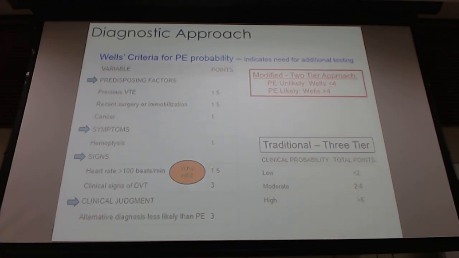Anyway, when we look over here, we also have a 3-tier approach where you can say low, moderate, and high. I like the above or below. It simplifies it. So this is the 2-tier approach where if it's greater than 4, PE is likely. If it's 4 or less, PE is unlikely.